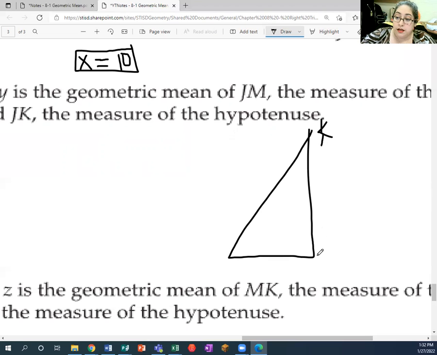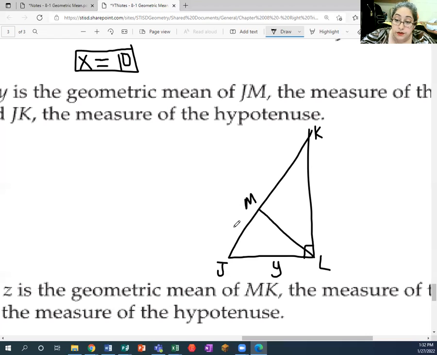K is up here. That is the weirdest looking K I've ever drawn. Let me try it again. Sorry about that. There is K. Here is L. J is sitting down here. Y is here. There's a right angle at L. I have my altitude, which connects at M.